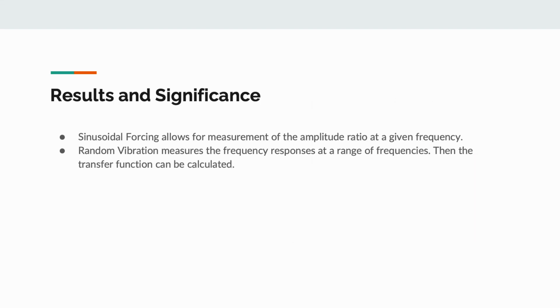So overall, the sinusoidal forcing allowed us to measure the amplitude at a specific frequency, but with the random vibration test, we were able to gather data and predict the deflection that would be caused by the angular velocity within a range from 1 to 100 radians per second.